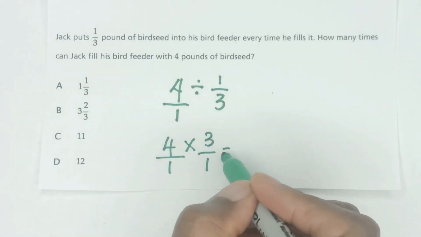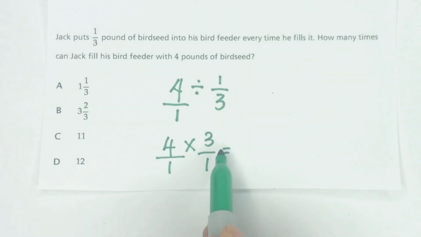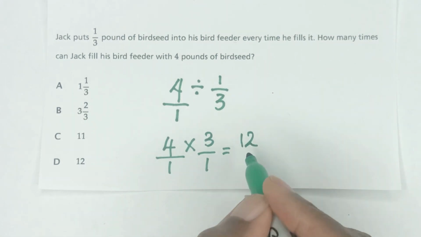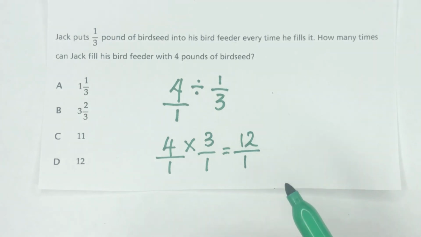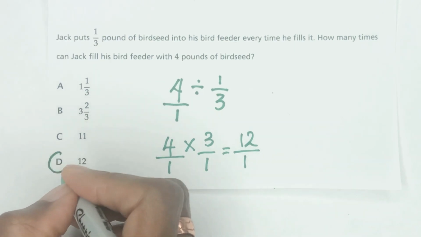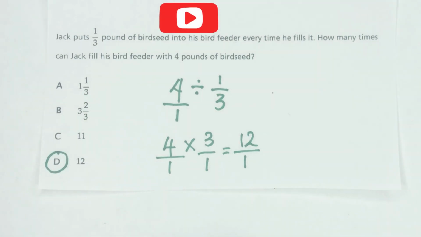So now you can see that when you multiply across, 4 times 3 is 12. 1 times 1 is 1. 12 over 1 is actually 12. It's the same value, right? Because 1 goes into 12 times. So the answer is, in fact, 12. How did you do there?